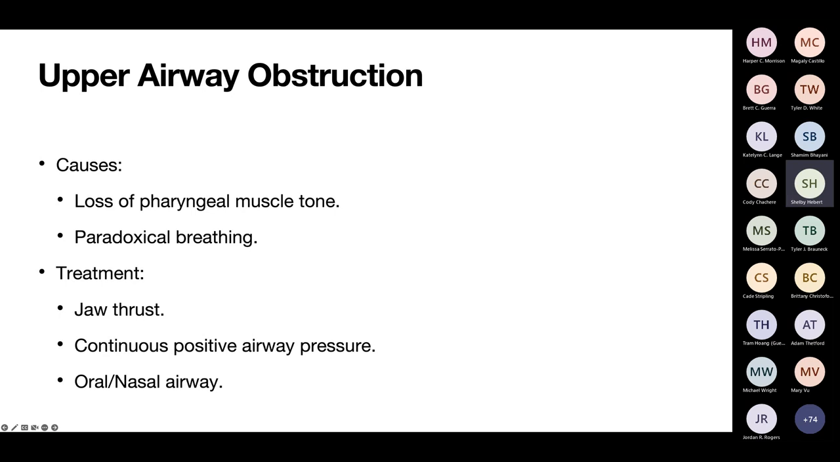One other thing for you to think about in this situation: a lot of times this is not necessarily due to a true obstruction, but that they just have heavy secretions. So you may find that you can just suction them out and relieve that obstruction.